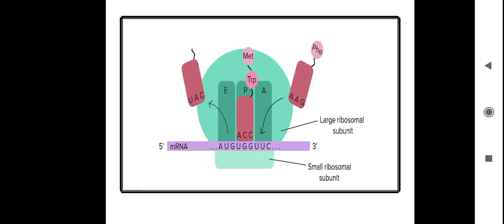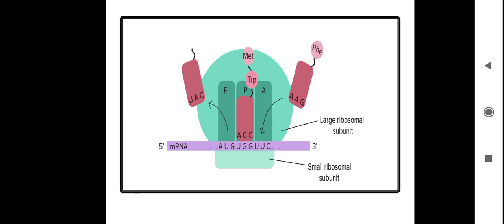Now in contrast to this, in eukaryotes, instead of a 70S ribosome, there is an 80S ribosome. Within that, the smaller subunit is the 40S ribosomal subunit, and the larger subunit is the 60S ribosomal subunit, and combined they form the 80S ribosome.